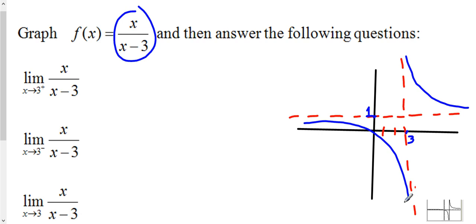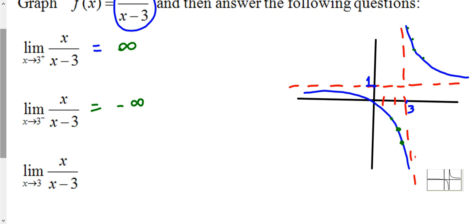All right, so based on that graph, let's answer the questions. What is the limit as x goes to 3 from the right-hand side? There the points are rising along the curve, right? So that goes towards infinity. What's the limit as x goes to 3 from the left-hand side? There the points are falling as we approach x equals 3 along the graph. So that's negative infinity is where the y values are approaching. And in general, what is the limit as x goes to 3?